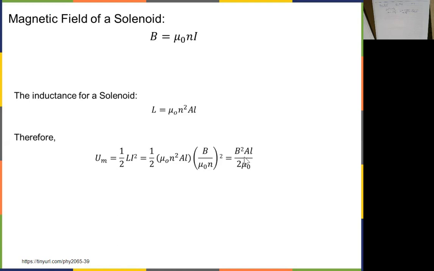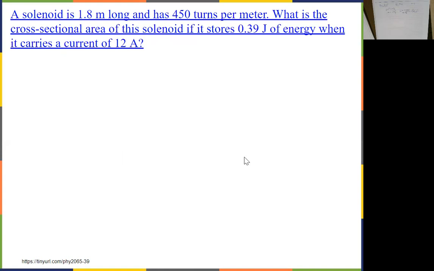All right. Let's take a look at this one before we look at the energy density. It says if you have a solenoid which is 1.8 meters long and has 450 turns per meter, what's the cross-sectional area of this solenoid if it stores 0.39 joules of energy when it carries a current of 12 amps?